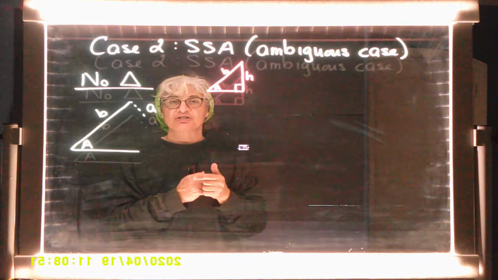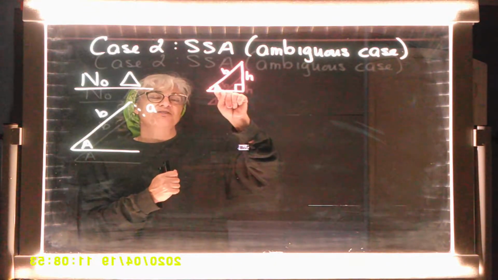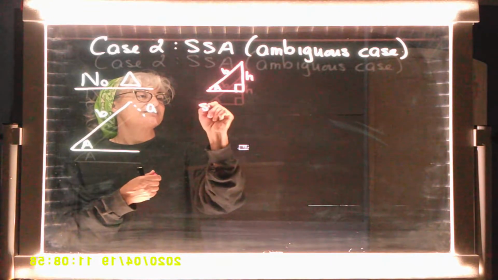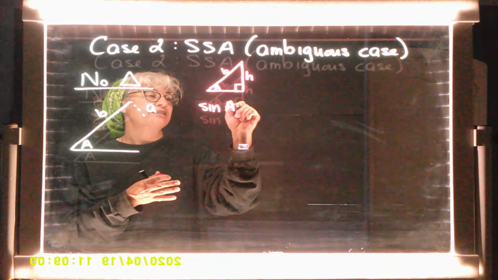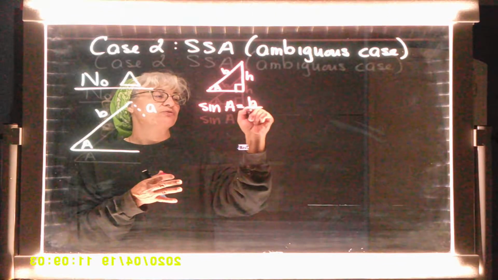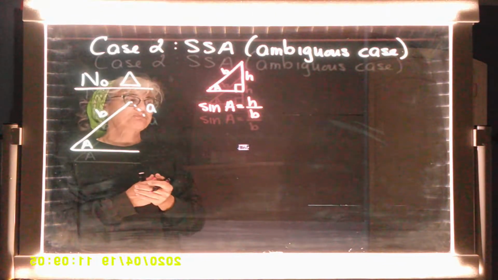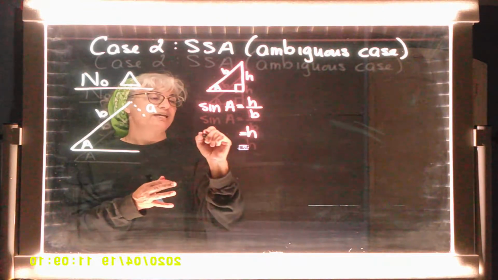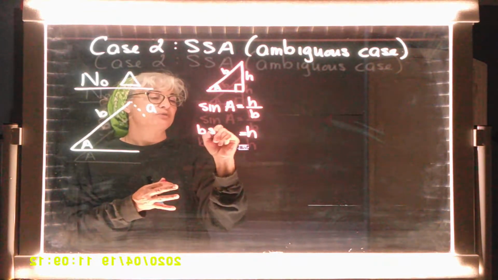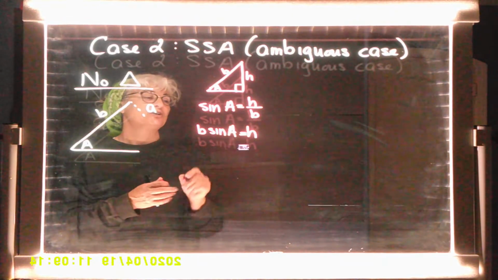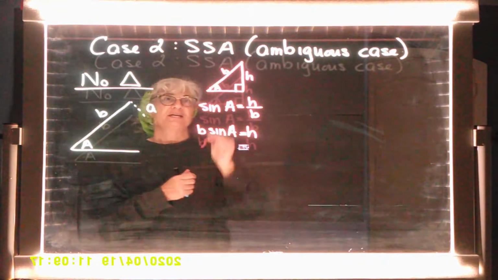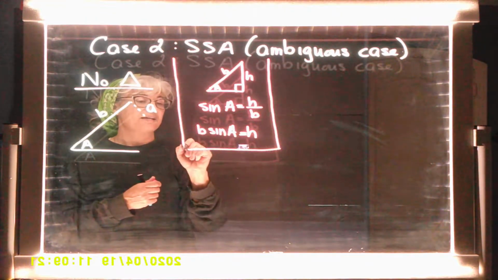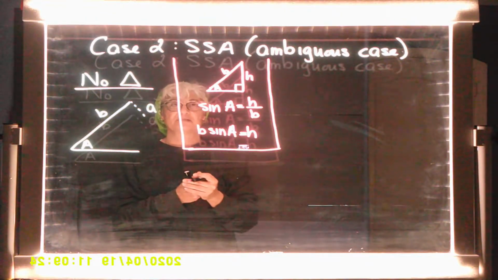So which trig function involves the opposite side to the angle and the hypotenuse? Good, sine. So if I take the sine of angle A, that would be equal to H over B, wouldn't it? And to solve for H, which is the height, I would take the hypotenuse and multiply it by the sine of A, wouldn't I? Okay? This is how I would find the height if I had a right triangle, wouldn't I?